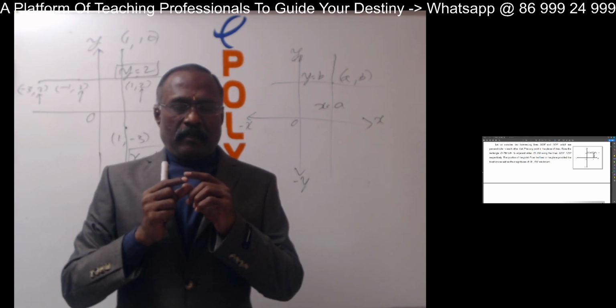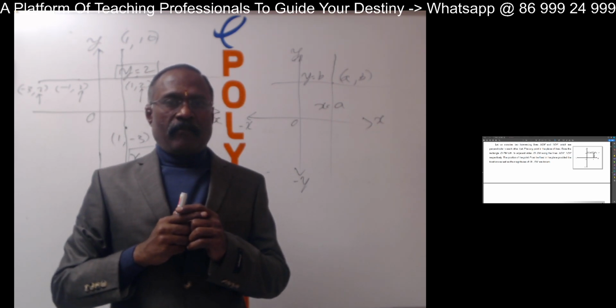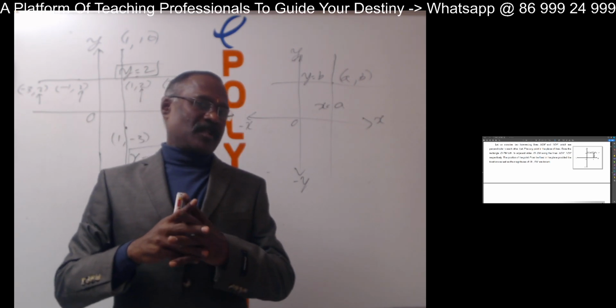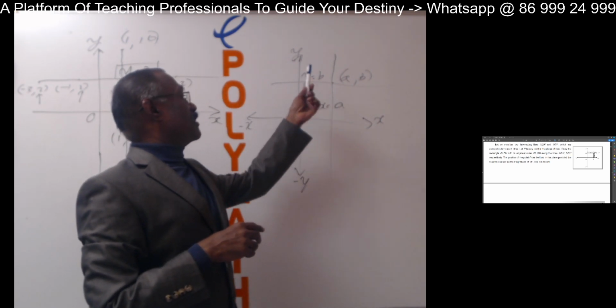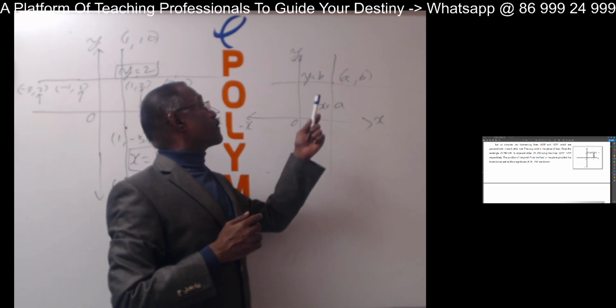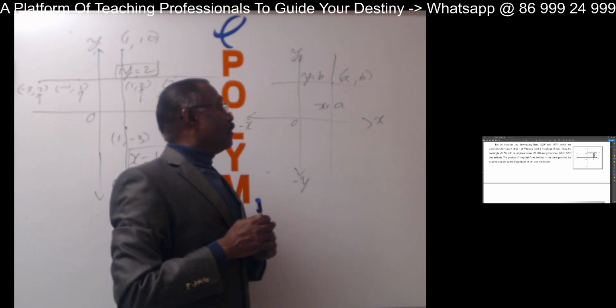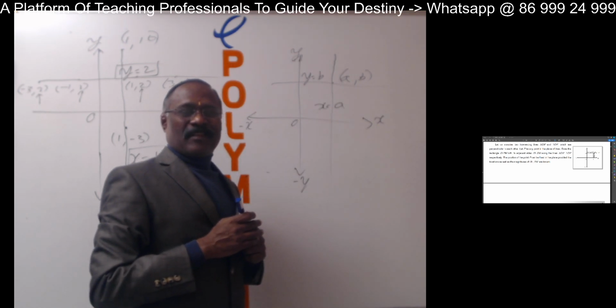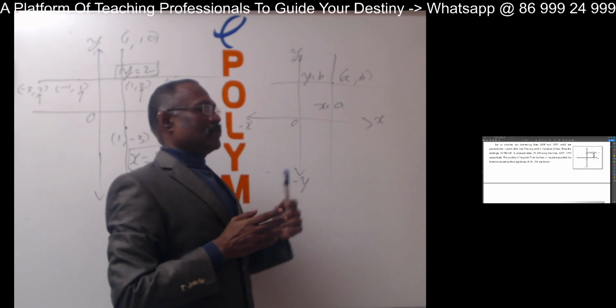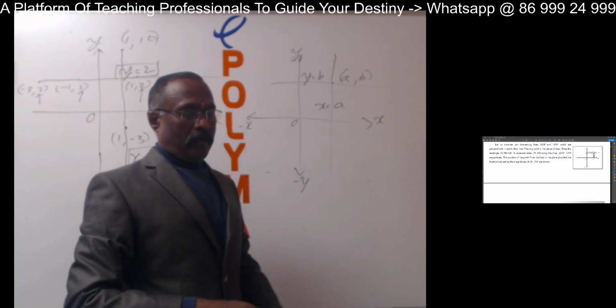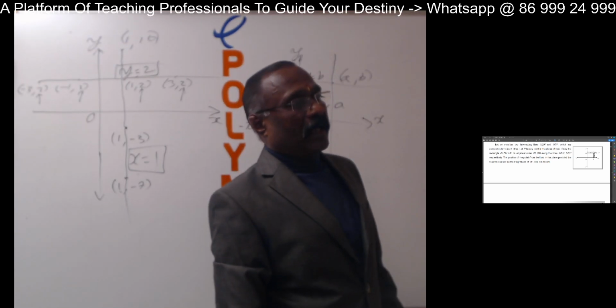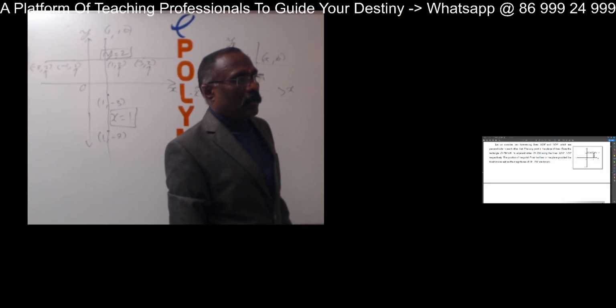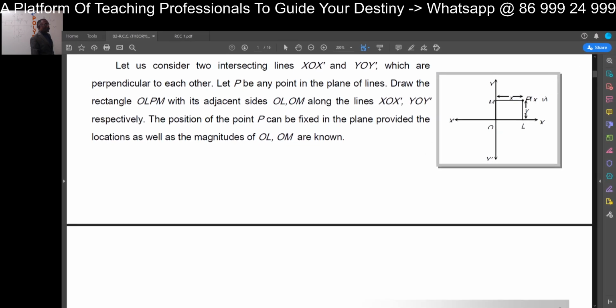So what is the concept we have learned here? The equation of the line passing through a point AB, which is horizontal or which is parallel to x-axis, is nothing but y is equal to b. And the equation of the line which is passing through the point AB and vertical or parallel to y-axis is nothing but x is equal to a. So this is what we can understand with regards to the Cartesian coordinate system, which is also useful in solving the questions. Okay, so now let us go through this.